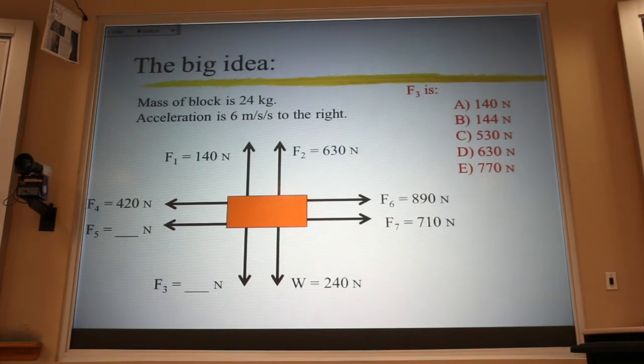You expand out F net by writing all the forces in the y direction. But you have to add them up as vectors. I've got 630 newtons, and it's up, so it's positive. I have 140 newtons, and it's up, so it's positive. I have 240 newtons, and it's down, so I add it as a negative. And then I have F3, which is down, so I add it as a negative. That's got to equal, since there's no acceleration, 0. And when I solve that for F3, I get 530, so C is the correct answer.